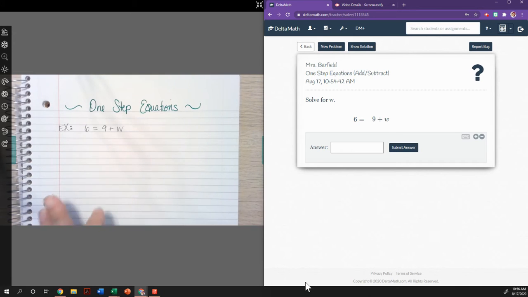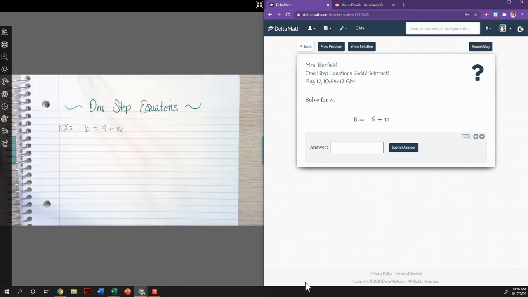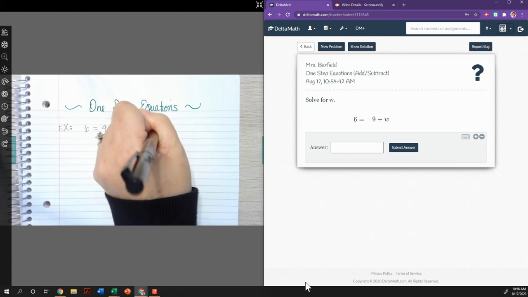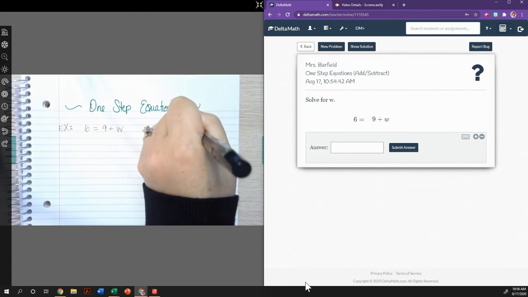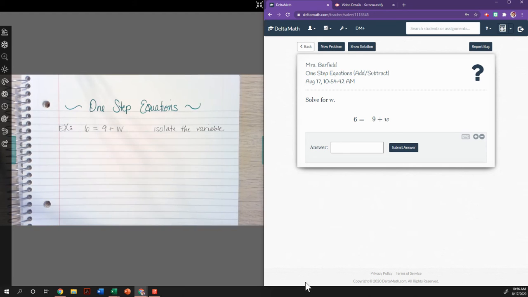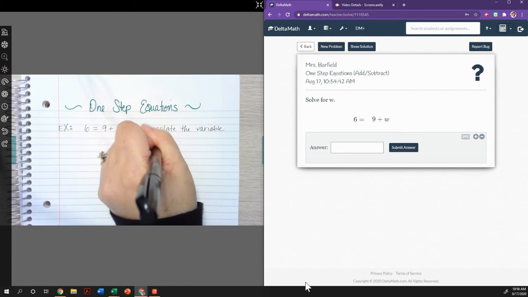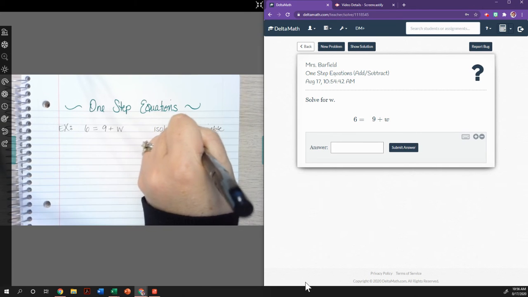Okay. All right. So if I've got 6 equals 9 plus W, remember the whole point, okay, is to isolate the variable. So whatever variable they've given me, the whole point is I'm going to isolate the variable. And I do that by using opposite operations.